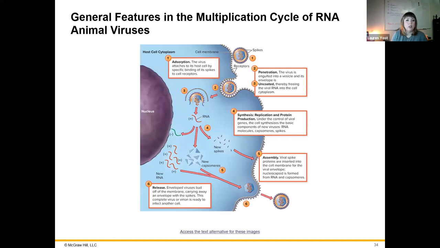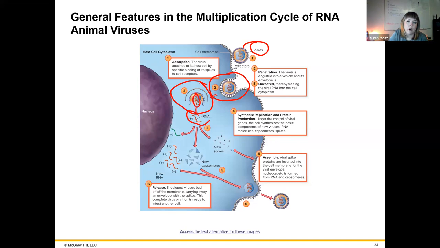RNA viruses, essentially what we have going on here: we have our spikes attaching in our first step. Two, we're engulfing. That's our penetration. Three, we're uncoating. Whenever the cell starts digesting us and breaking us apart, those enzymes are going to release our actual genome. So in this case, we have our RNA genome.